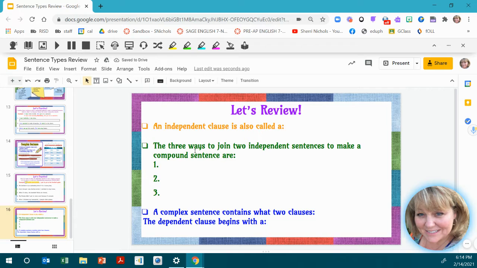And then let's review. An independent clause is also called a blank. Put that there. The three ways to join two independent sentences to make a compound sentence are here. A complex sentence contains two clauses. What are those two clauses? And then a dependent clause begins with a what? So answer these. And when you are finished, be sure to turn this into Canvas for a grade.